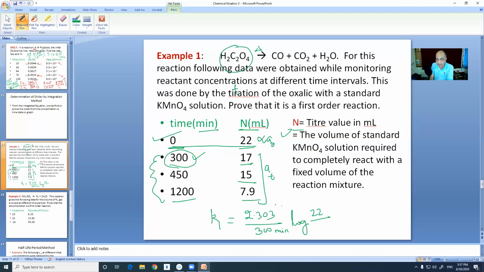A_t is 17. This is a ratio. So the titer values will also be proportional, so there is no need to find oxalic acid. Its equivalent amount of potassium permanganate will also have the same ratio. So don't worry about that. Take the value corresponding to A_t; this is A_t and this is constant A0. Let me help you find it. This is 22, 22 divided by 17 is this much, and it's log.